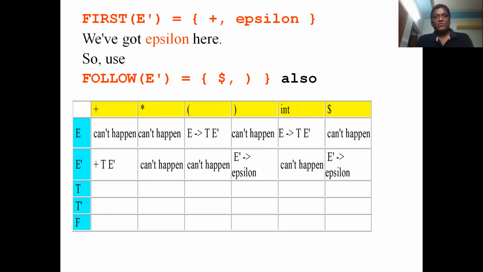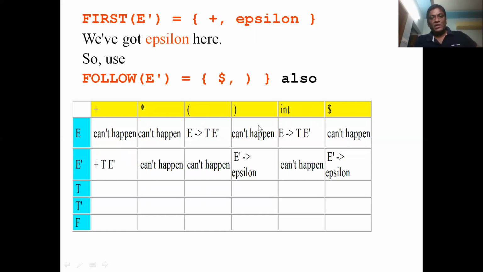Similarly, we consider the second one, first of E dash. First of E dash is equal to plus comma epsilon. Now if you see the first set contains epsilon, then what you need to do is: E dash on plus is substituted with the corresponding production, E dash implies plus TE dash. Of course, the E dash implies is not written here.